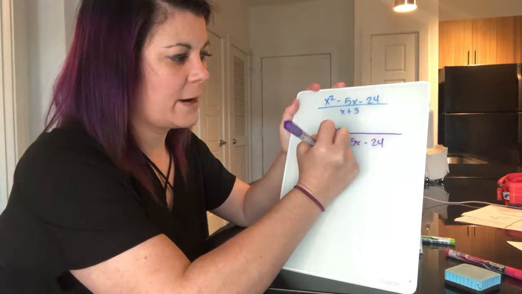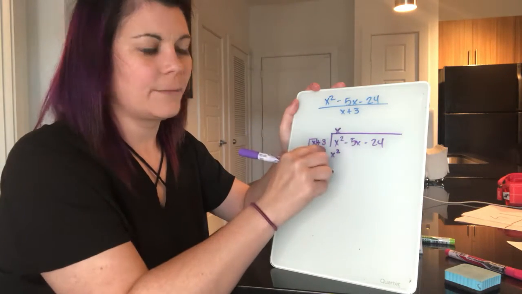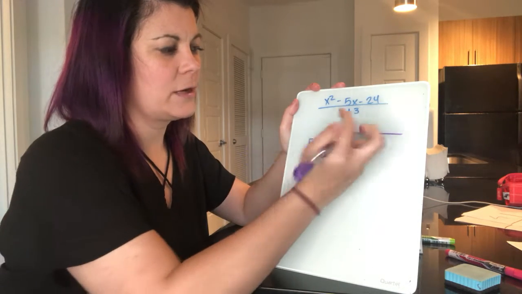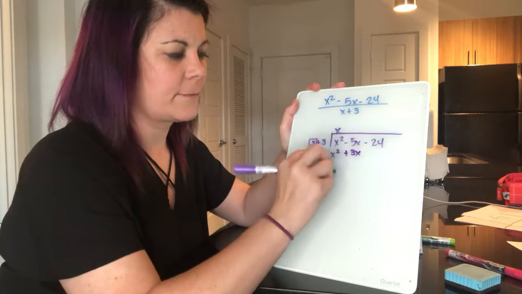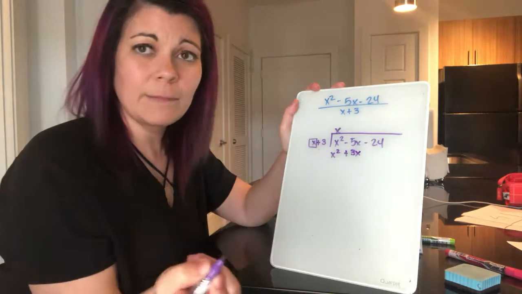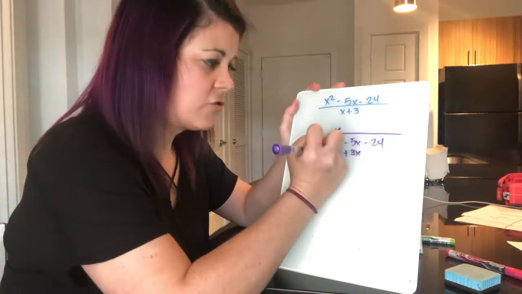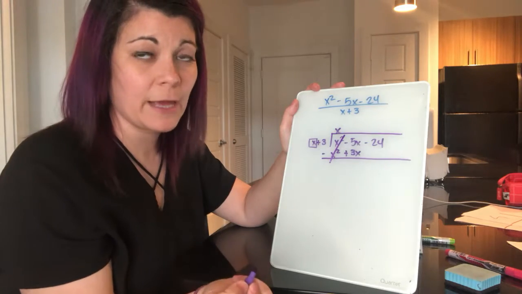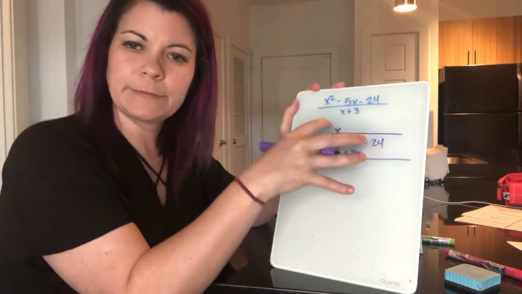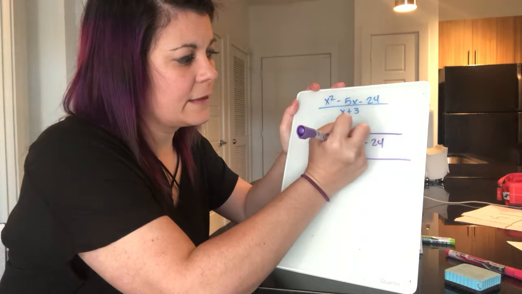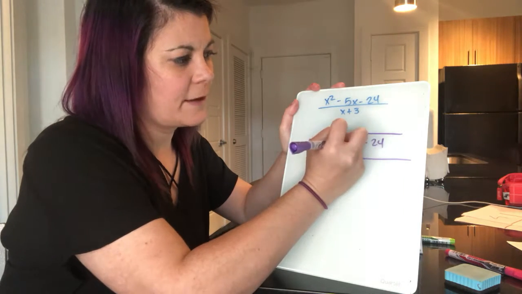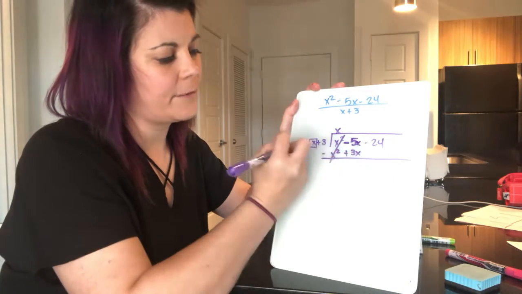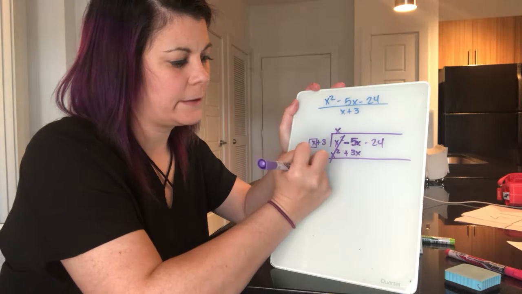X times x is x squared, but you have to do x times 3 too, or whatever you have left over here. So x times 3 is a positive 3x because it's a positive 3. And then we're going to do the exact same thing that we do in long division with whole numbers. We subtract it. X squared minus x squared is 0. They should be canceling out because we need to make this a little simpler each time. And then this is negative 5x. Negative 5x minus a positive 3x, if you have to write it over here, that's fine.